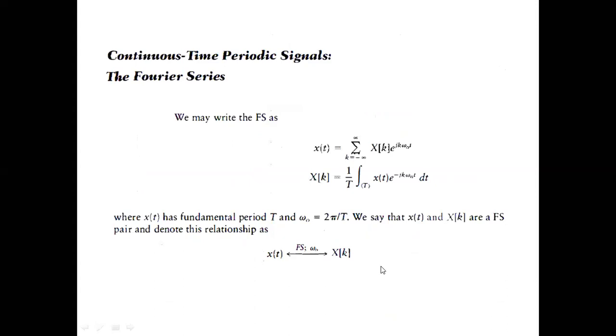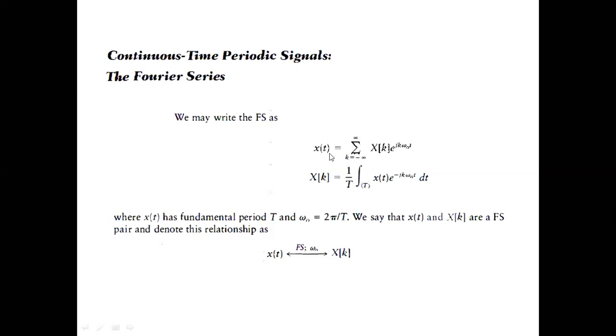Okay, for continuous time periodic signals, we have something called the continuous time Fourier series. What is the formula, by the way? You can see here x of t equals the sum of x of k e to the power j k omega naught t, where x of k is the integral of x of t e to the power minus j k omega naught t. Okay, that's the formula. What does the formula do, by the way?